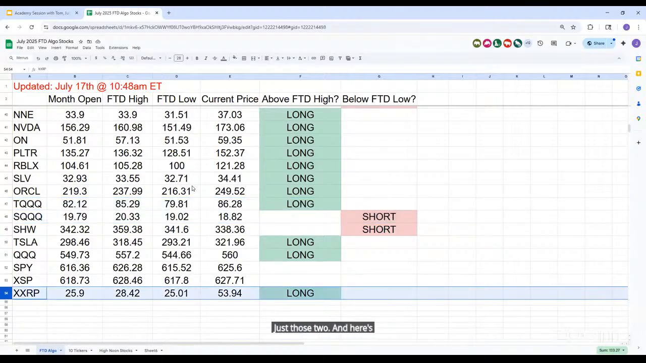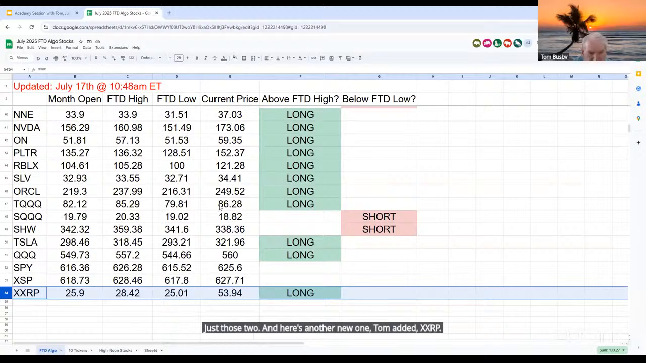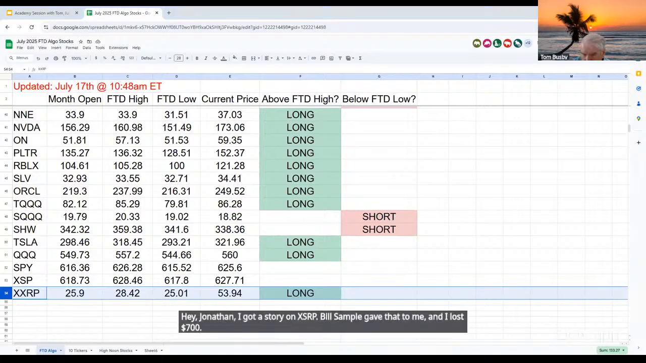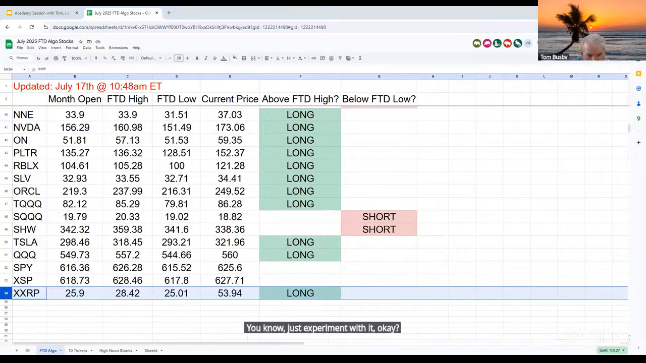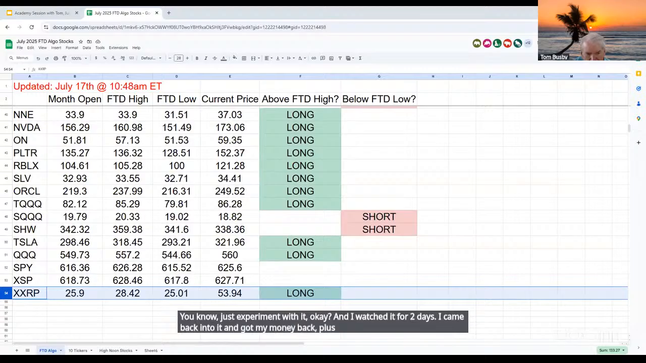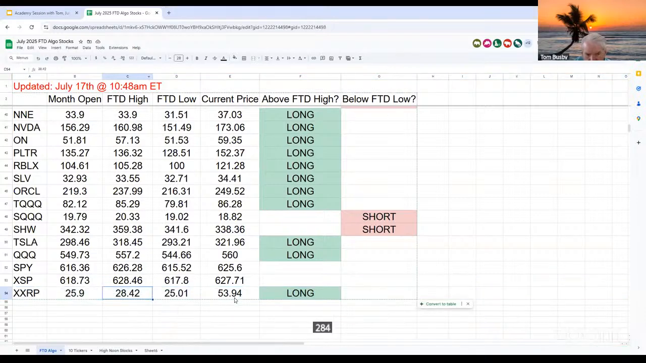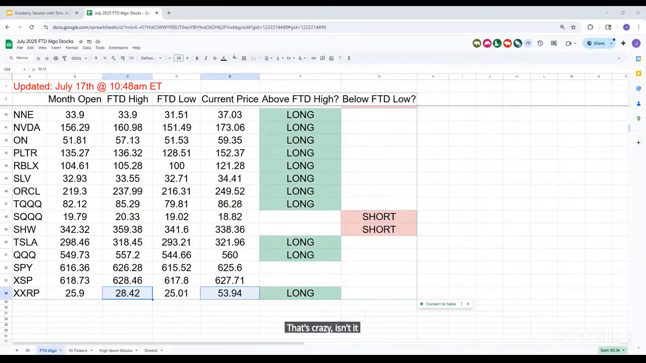And here's another new one, Tom added XRP. Hey, Jonathan, I got a story on XRP. Bill Sample gave that to me and I lost $700, just experimenting with it, okay? And I watched it for 2 days. I came back into it and got my money back plus 10% interest. So I charged an interest the second round with it. That stock is one wild puppy, though. I'll tell everybody it's very risky, okay? But I think that Bill was right. Look at, for example, the high of the month, 28.42, and this morning it was trading at 57. That's crazy, isn't it? Wow. Yeah, that one moves.